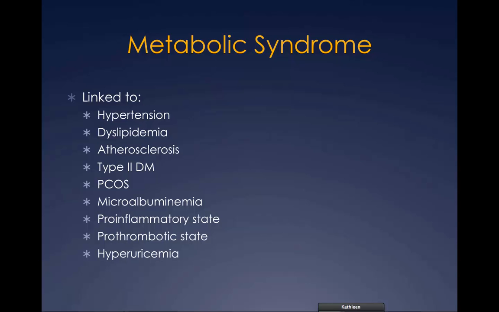A pro-inflammatory state: inflammation plays a major role in atherogenesis. C-reactive protein is a marker of inflammation that has been found to be an independent cardiovascular risk factor and is an independent marker of insulin resistance. It has been found that CRP levels, cytokines, tumor necrosis factor, and interleukin-6 are increased in patients with metabolic syndrome.